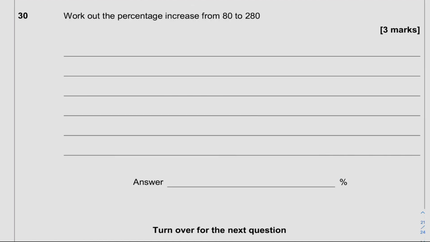Question 30, we are getting towards the end of the paper now, so the questions are on the higher level now. At the end of each foundation paper, you do get questions that are also on the higher paper. So this is one of them, and we need to work out the percentage increase from 80 to 280. So what we do for this question is we take our final value, so the 280, and we subtract our initial value, which was 80, and we divide this by our initial value again, which is 80.